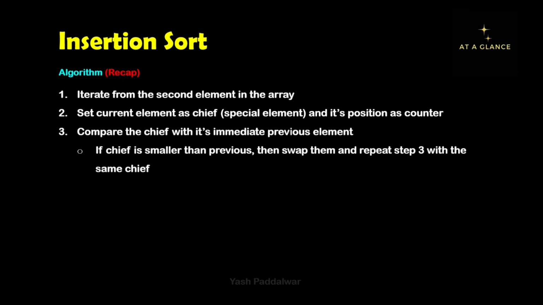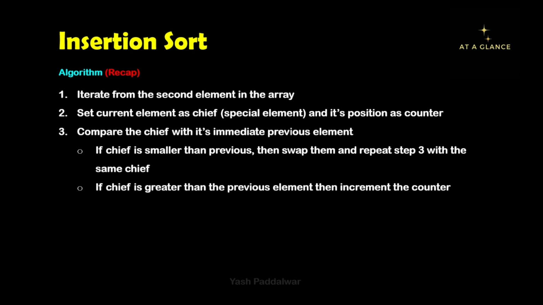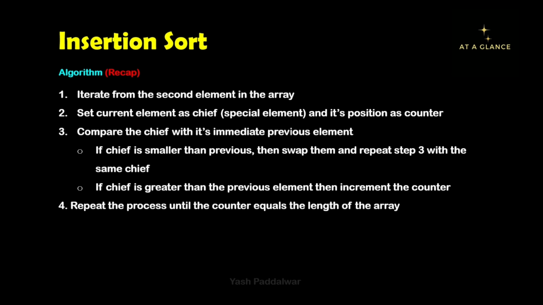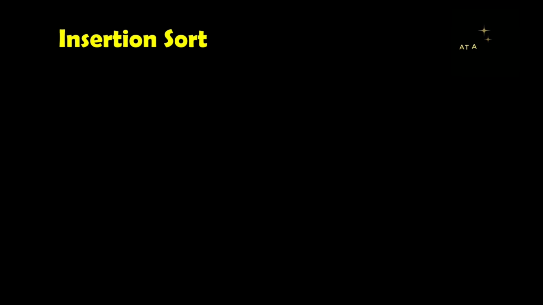If the chief element is smaller than the previous element, then we need to swap them and repeat the step. Make a note that after swapping, the chief will be at the left position. If the chief is greater, we need not do anything and just increment the counter. Now repeat this process until the counter becomes equal to the length of the array. And finally, we will be getting a sorted array.